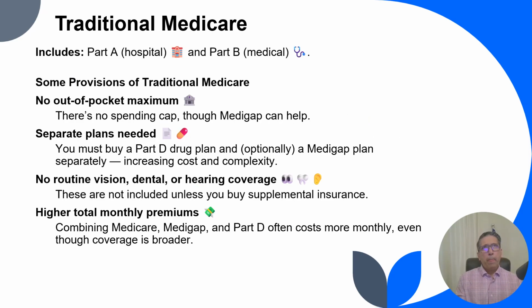Some of the provisions of traditional Medicare to bear in mind would include that there is no out-of-pocket maximum. So you never hit like a ceiling. If you keep utilizing healthcare services, you will keep paying that out-of-pocket fee. So if you have a major hospital stay or multiple surgeries, your costs could add up to tens of thousands of dollars.